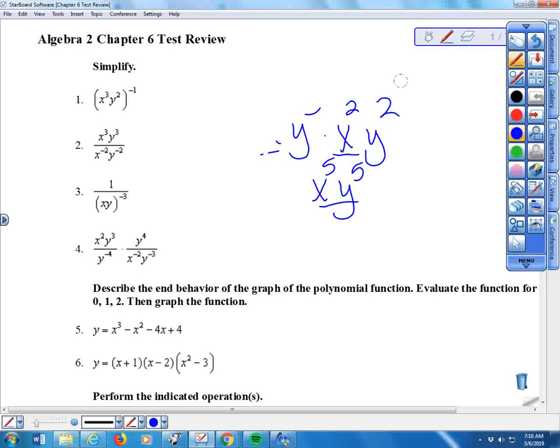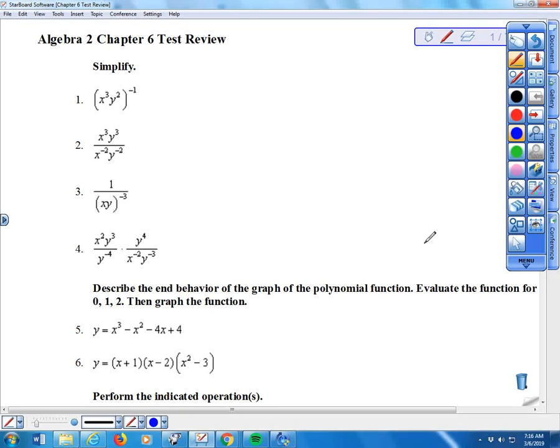All right. Next problem. Looking at this, I know the negative means flip. So I'm going to move the xy to the numerator and then raise it to the positive 3. So this becomes x cubed y cubed.